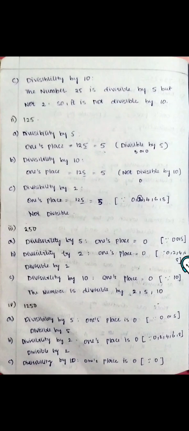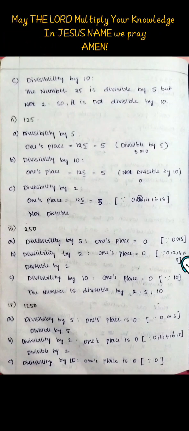The next number is 1250. The number ends with 0. The divisibility rule for 5 is that the ones place should be either 0 or 5, so it satisfies the condition and is divisible by 5. For divisibility by 2, the ones place is 0, which also satisfies the condition of being 0, 2, 4, 6 or 8, so it is divisible by 2. Divisibility by 10: the ones place is 0, so it is also divisible by 10.